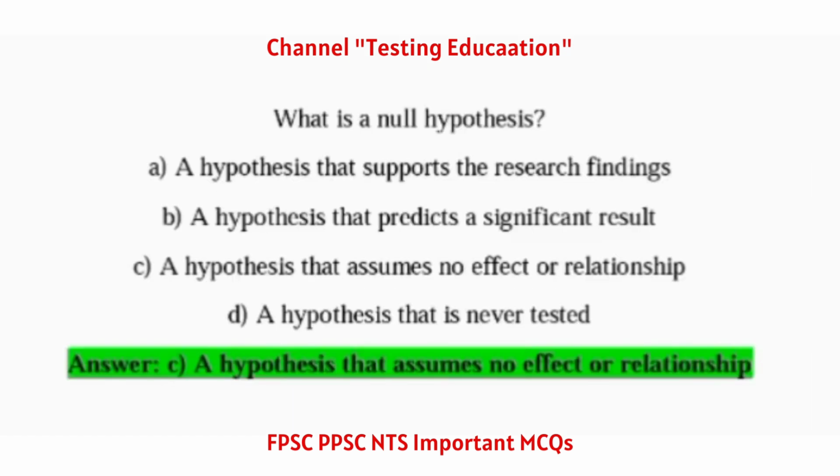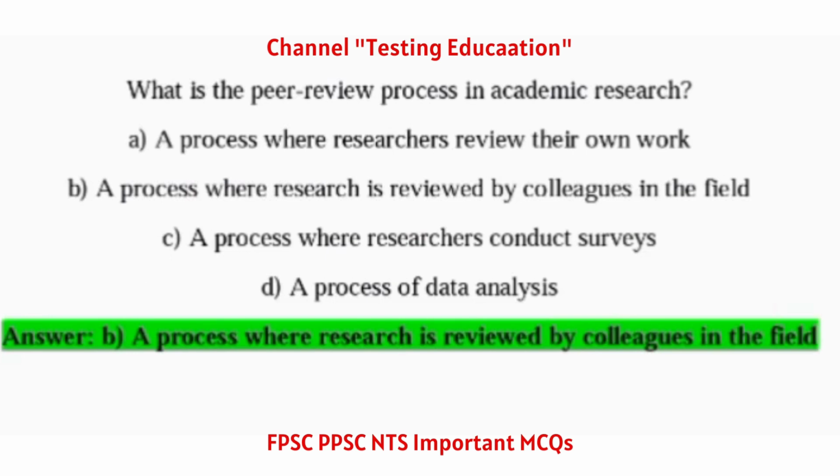Number 16. What is the null hypothesis? And the answer is a hypothesis that assumes no effect or relationship. Number 17. What is the peer review process in academic research? And the answer is a process where research is reviewed by colleagues in a field.